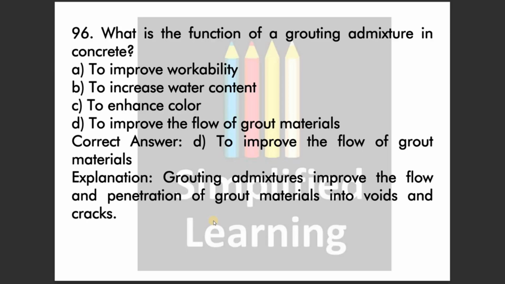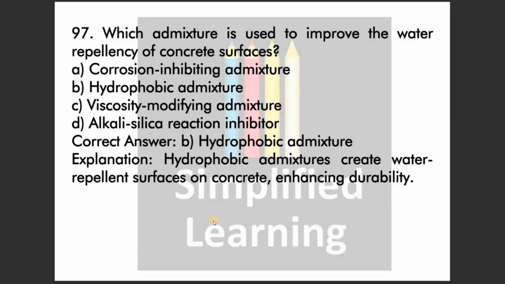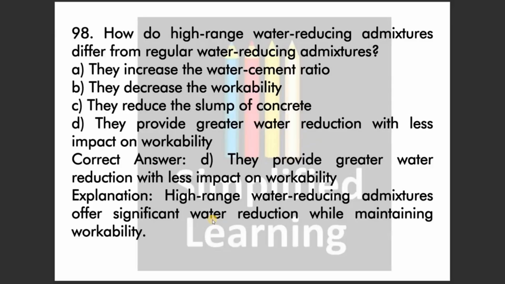Okay, fluidity should be there. Then permeating or penetrating properties should be there. That is the function of a grouting admixture. Then which admixture is used to improve the water repellency of a concrete surface? Means waterproofing kind of property. Hydrophobic admixture. Either you can use hydrophobic cement by default, or you add hydrophobic admixture in the concrete, so it will behave as a water repellent concrete.